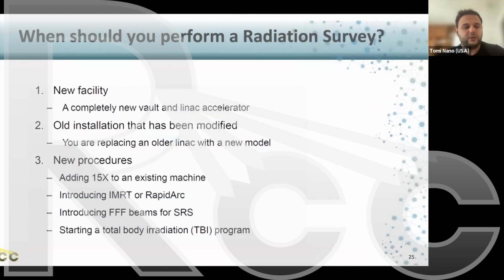Okay. And these should be performed if you have a new facility, so a completely new vault or linear accelerator. If you have an old installation, this is when you would perform this radiation survey. So this is an older Linac, but you're maybe upgrading it or doing something totally new with it. And then new procedures, which is very common in a clinic. You might want to commission a couple of beam energies first for urgency. And then maybe later on, you would say, okay, I'm going to commission 15x since we don't use it that much. When you do that 15x commissioning, you also should consider your radiation survey.